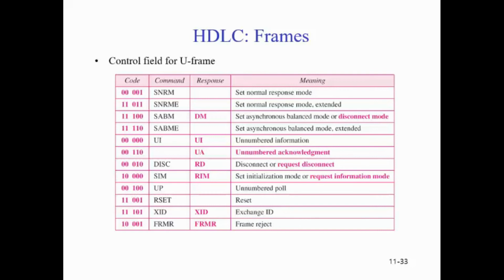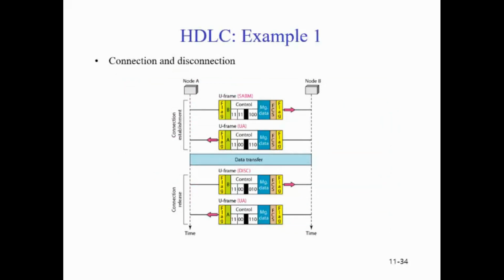Together, these 2 segments, 5 bits, can be used to create up to 32 different types of U frames. So let's talk about example number 1, where we will be discussing connection and disconnection. The figure shows a U frame can be used for connection establishment and connection release.